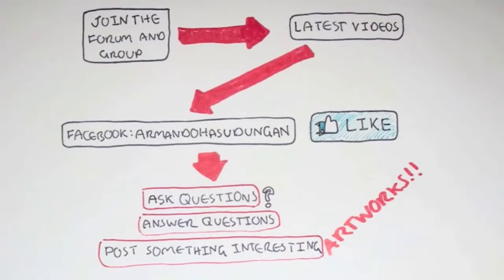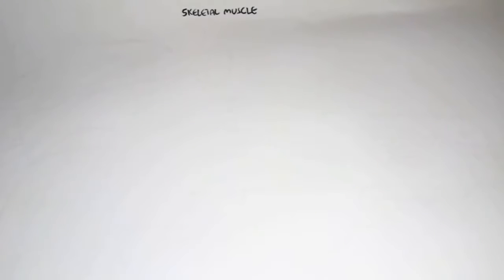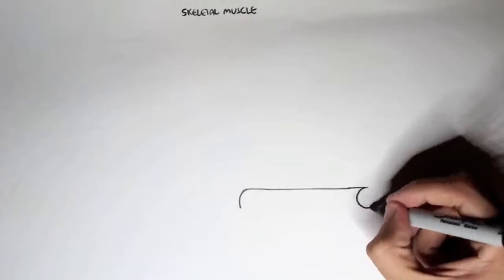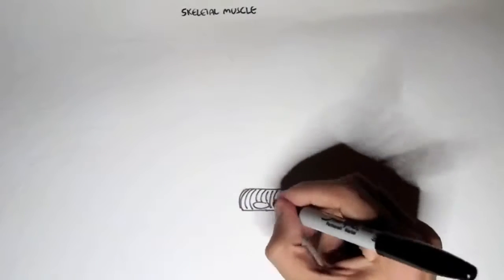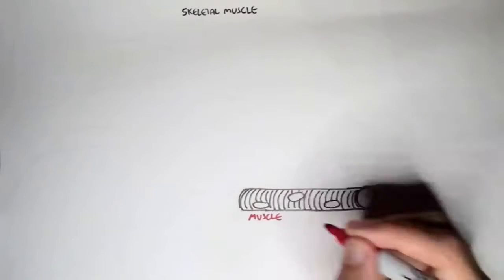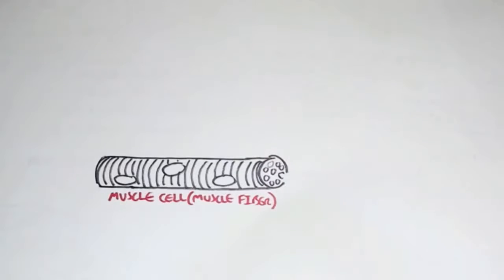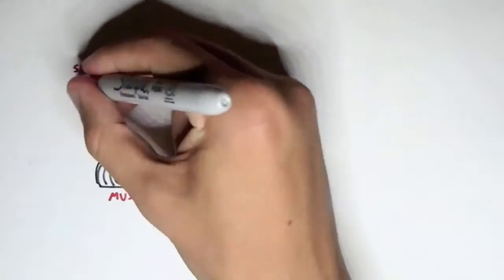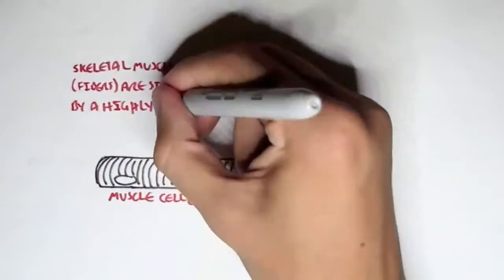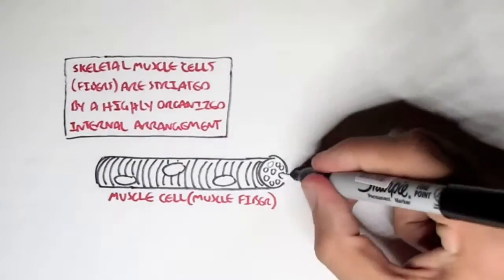In this video, we're going to talk about skeletal muscle, just an overview sort of thing. A skeletal muscle cell, as I mentioned in the introduction video, is cylindrical shaped and multinucleated. A skeletal muscle cell is known as a muscle fiber. And interestingly enough, the skeletal muscle fibers are striated by a highly organized internal arrangement. So this muscle fiber has an internal arrangement.